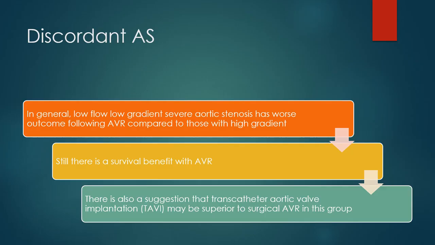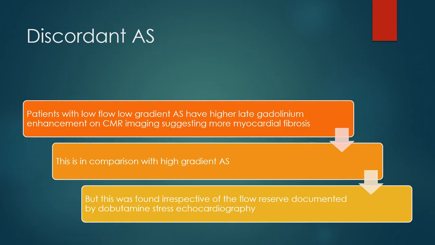Still, there is a survival benefit with AVR. There is also a suggestion that transcatheter aortic valve implantation may be superior to surgical AVR in this group. Patients with low flow, low gradient aortic stenosis have higher late gadolinium enhancement on cardiac magnetic resonance imaging, suggesting more myocardial fibrosis.